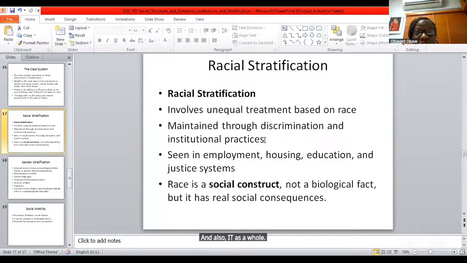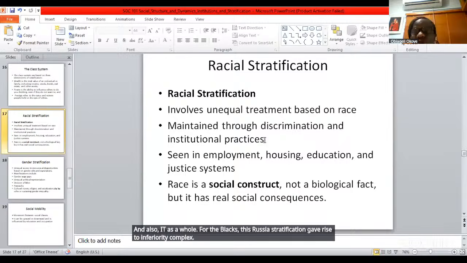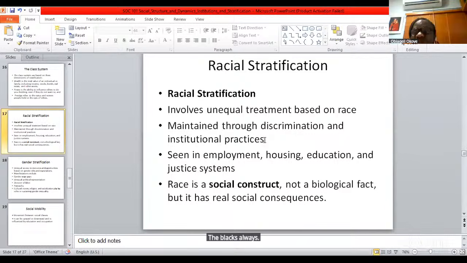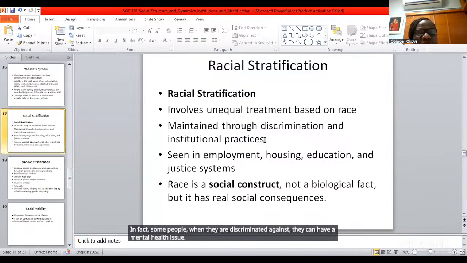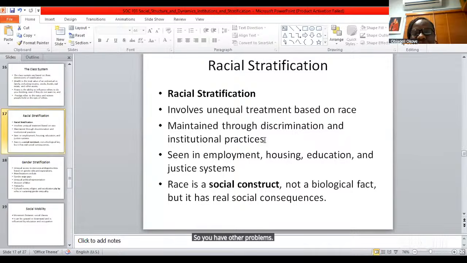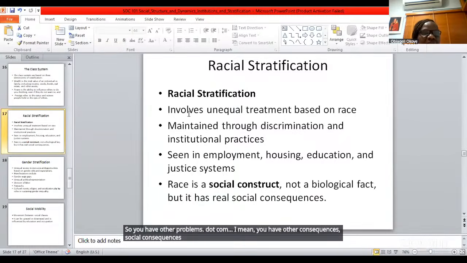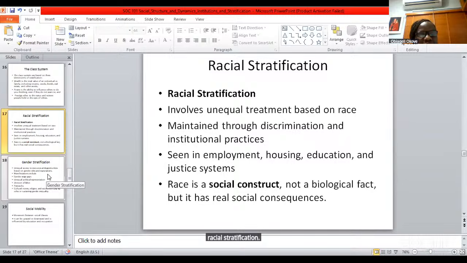For the blacks, this racial stratification gave rise to inferiority complex. The blacks always believe that they are second-class citizens and they are not as good as the whites. Again, the whites also believe that they are superior to the blacks. And this becomes a problem and it affects the society. In fact, some people, when they are discriminated against, can have a mental health issue. So you have other social consequences of racial stratification. You can read that up yourself.